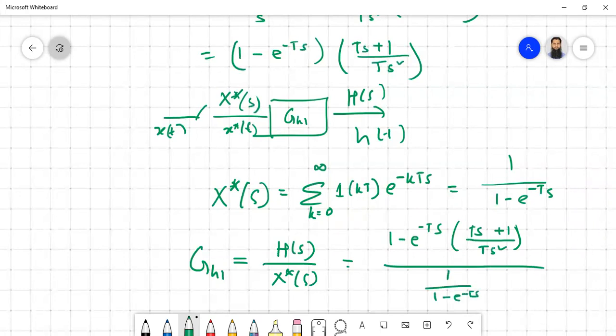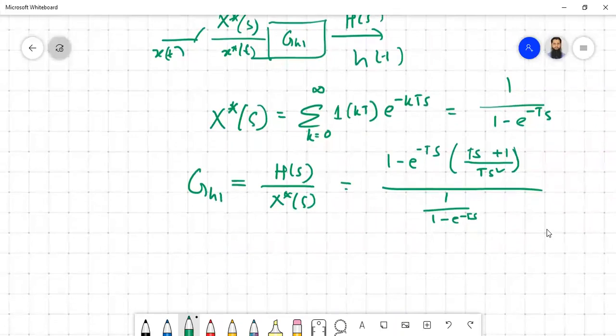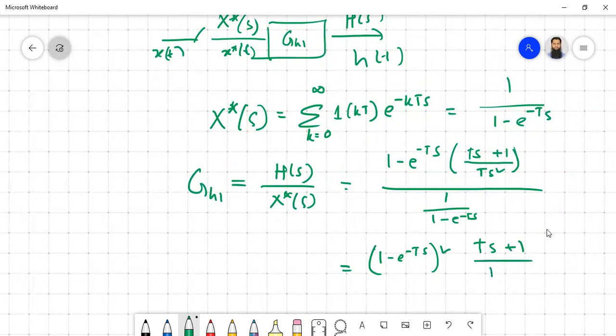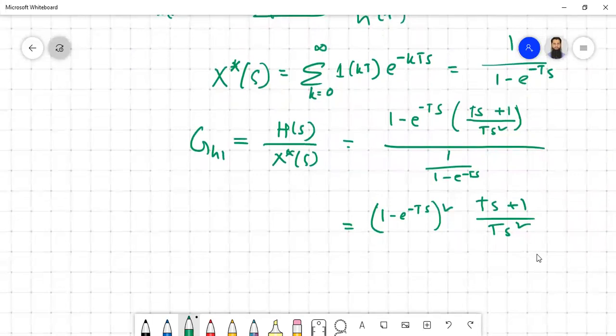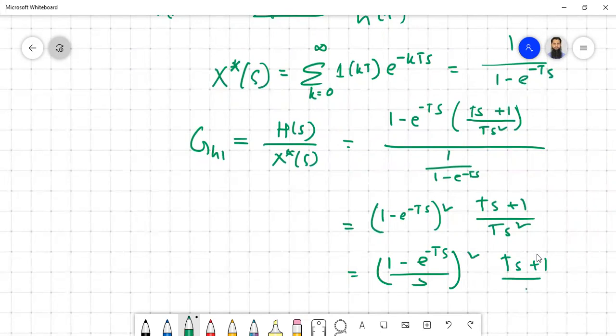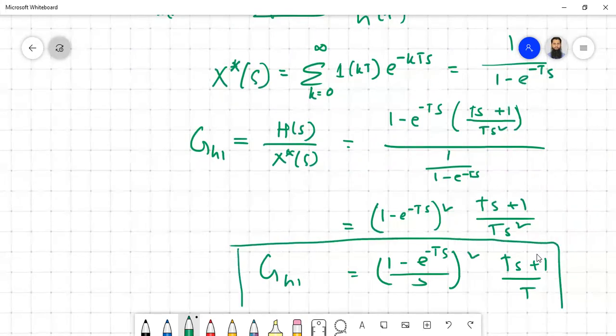So 1 by (1 minus e to the power minus Ts) will go to the top, and it will become (1 minus e to the power minus Ts) whole square. Then you have (Ts plus 1) by Ts square. So s square can go inside the whole square. So (1 minus e to the power minus Ts) by s, whole square, times (Ts plus 1) by T. So this is your Gh1, the transfer function for the first order hold.